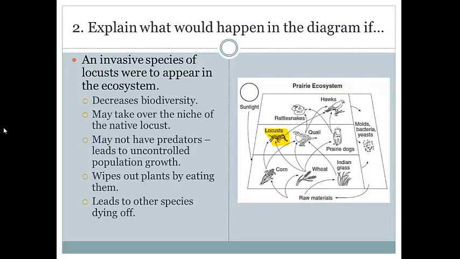So this would decrease biodiversity. We would have fewer species than what we started with, and we would see that those producers would just get wiped out by this uncontrolled locust population that would be an invasive species.